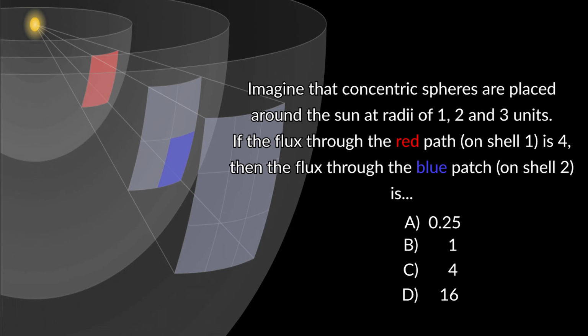Note that all of the light energy that passes through the red square also passes through the 4 blue squares. Thus, the light intensity at a blue square must be 1/4 of that through the red square.